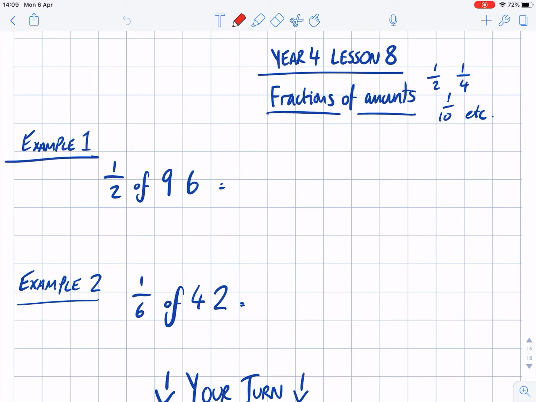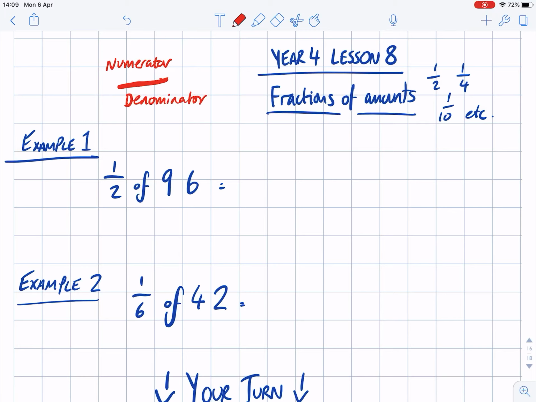Okay, so you can see I've given you two examples that we're going to work through. The first one is half of 96. How are we going to work that out? And then the second one is 1/6 of 42. Now, just a recap. With any fraction, we've got a number above the line, which is our numerator, and our number below the line, which is our denominator.